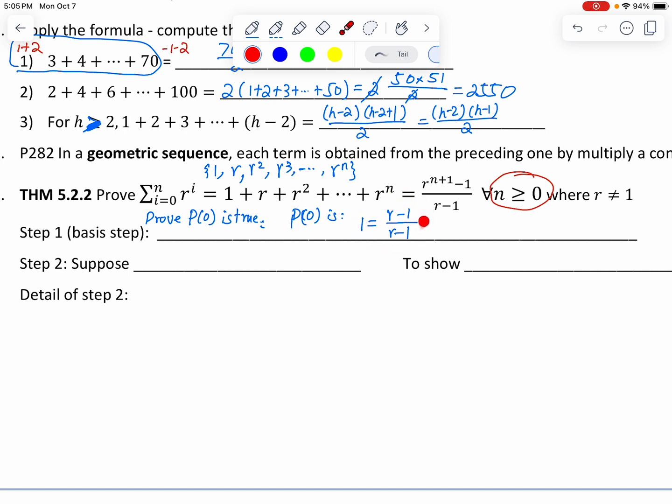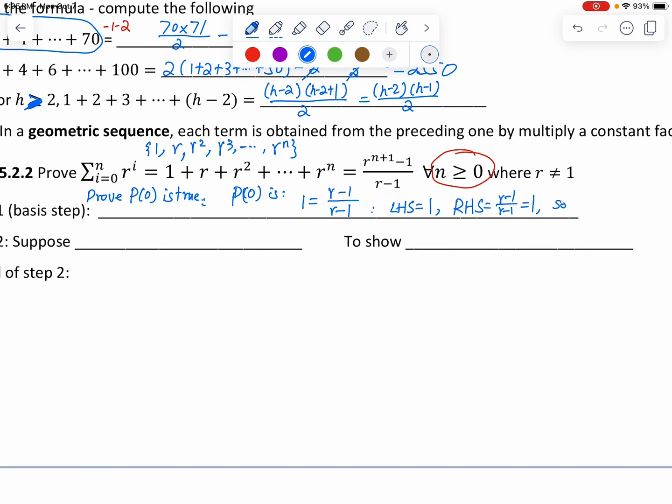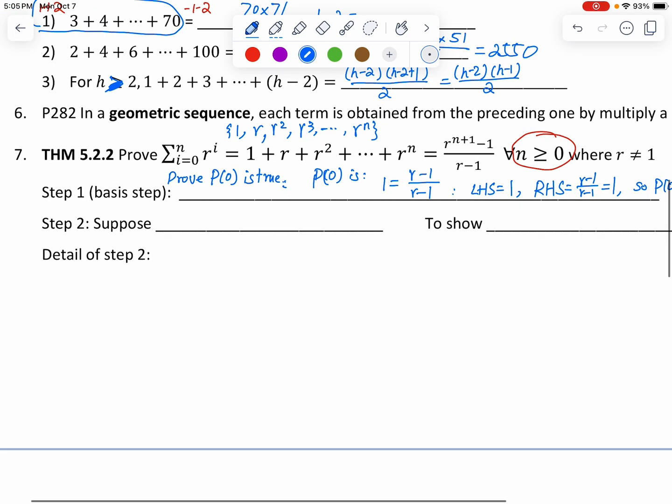But isn't that pretty trivial? Because the left hand side is 1, the right hand side is also equal to 1. So this is P(0), right? By the way, to prove P(0) is true, how do we prove that? You can just say the left hand side is equal to 1. The right hand side is equal to r minus 1 over r minus 1, which is also 1. So P(0) is true because the left hand side is equal to the right hand side, right? So it's pretty trivial, usually the first step.